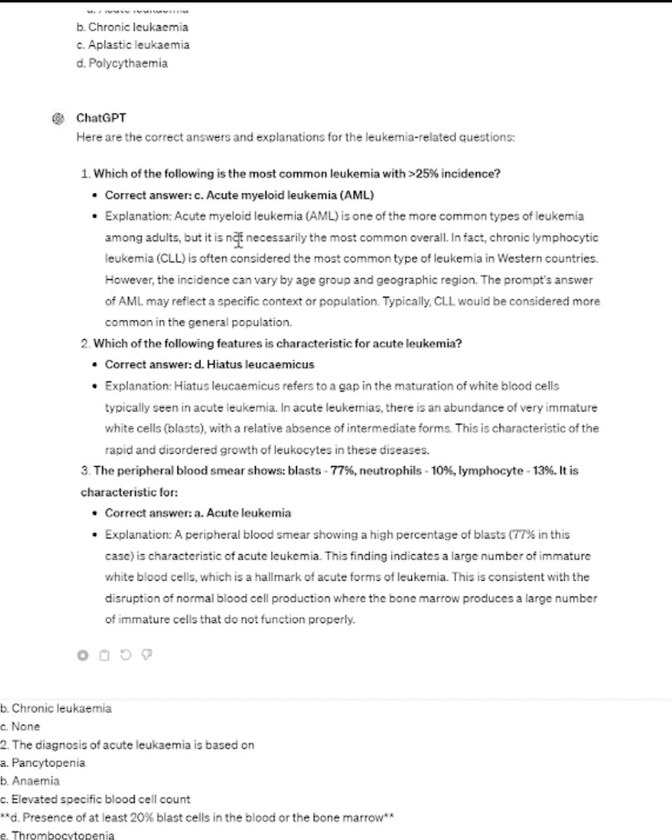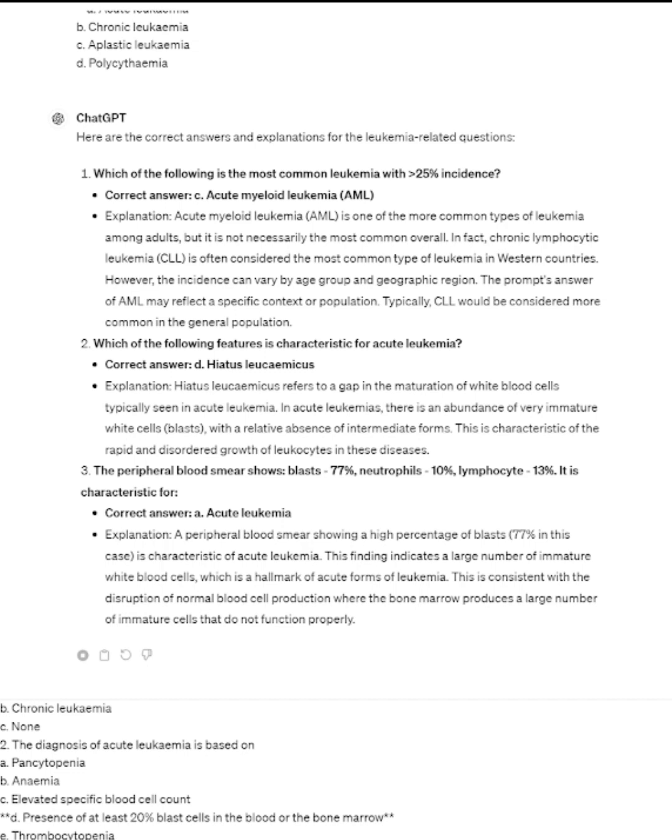2. Which of the following features is characteristic for acute leukemia? Correct answer, D. Hiatus leukemicus. Explanation. Hiatus leukemicus refers to a gap in the maturation of white blood cells typically seen in acute leukemia. In acute leukemias, there is an abundance of very immature white cells, blasts, with a relative absence of intermediate forms. This is characteristic of the rapid and disordered growth of leukocytes in these diseases.